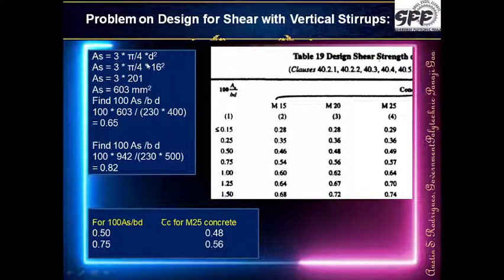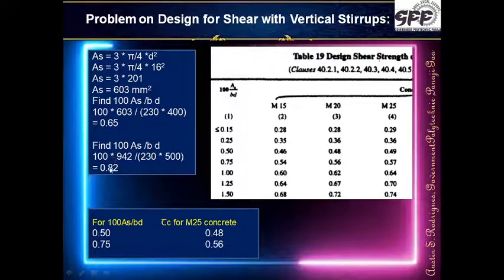AS is 3 pi by 4 into d square. So AS is equal to 3 into pi by 4 into 16 square. So AS is 3 into 201, or AS is 603 mm square. Let us find out the value of 100 AS upon BD, so that we can refer to the table. 100 into AS, which is 603, B is given as 230, D is given as 400. So from here we get the value of 100 AS upon BD as 0.65.